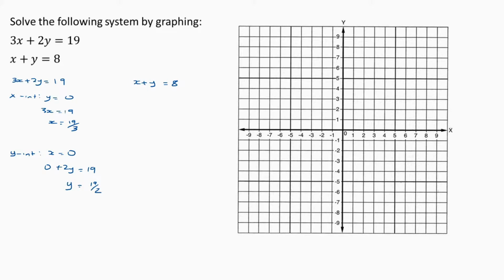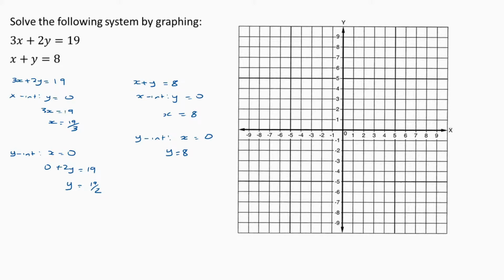Okay, let's look at x plus y equal to 8. Let's look at the x-intercept. Y equal to 0, so x equal to 8. Y-intercept, x equal to 0, so y equal to 8. So the first thing we're going to do is draw a line for 3x plus 2y equal to 19. So let's look at the point.